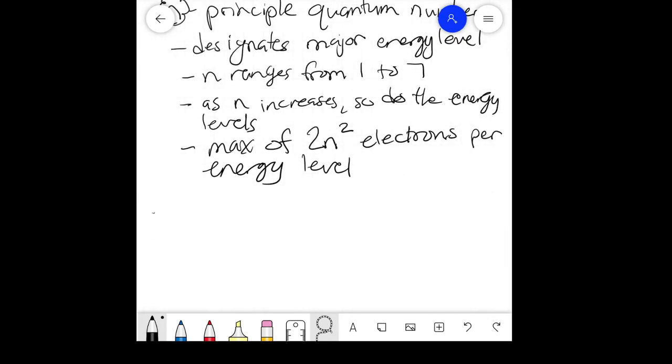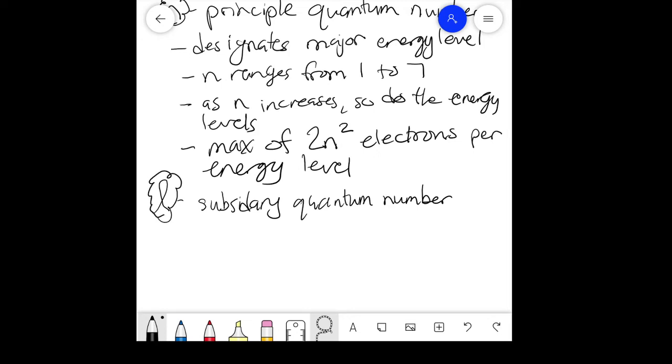So our next quantum number is L, which you're probably going to want to write as a cursive L, so you don't confuse yourself with a 1. This is our subsidiary quantum number. L specifies a particular sublevel and shape of the orbital.